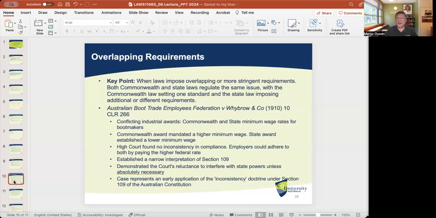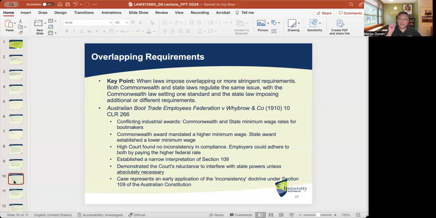And so here, as we see, the High Court was able to find a way by which there was no inconsistency, even if there appeared to be some inconsistency. And the way the High Court navigated that particular scenario was simply by saying, well, there is no conflict, pay the higher wages, and you've complied with both the federal law and the state law. Of course, as far as the bootmaker employers were concerned, it's not a very happy scenario, because they would have preferred to pay the lower wages imposed by the states. But because of the mandate of the Commonwealth Parliament, they had to pay the higher wages.